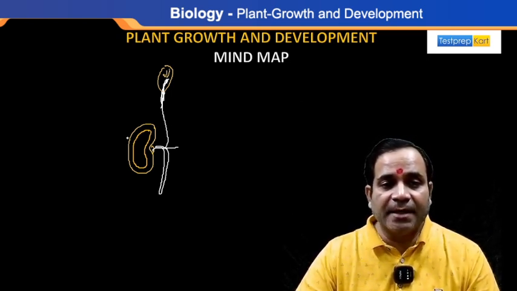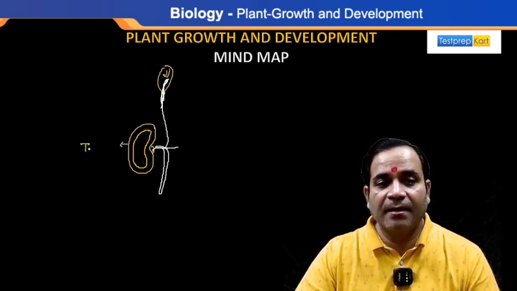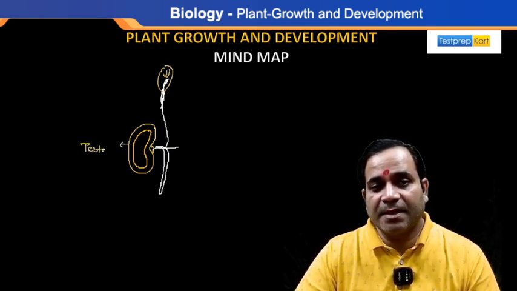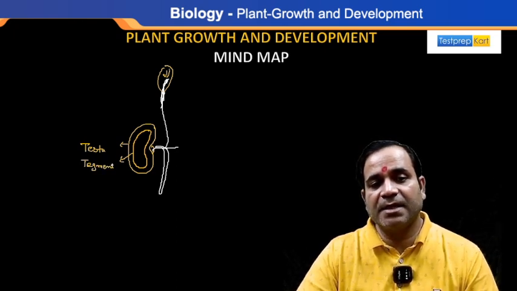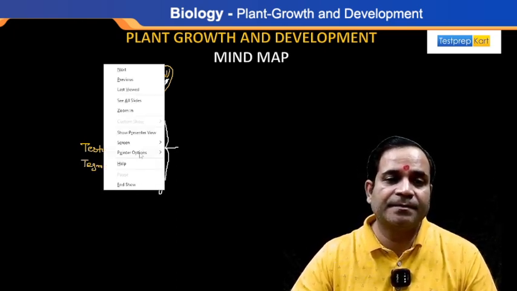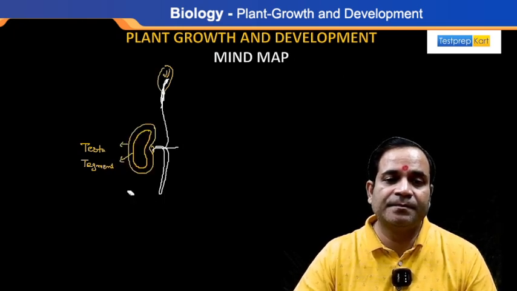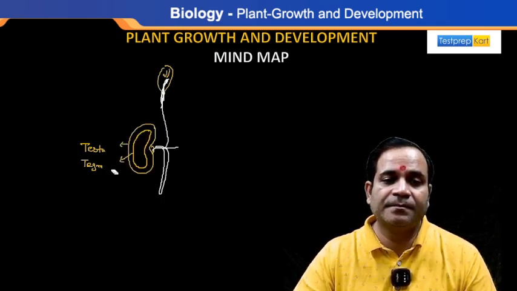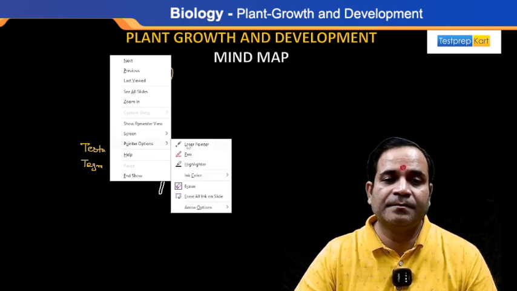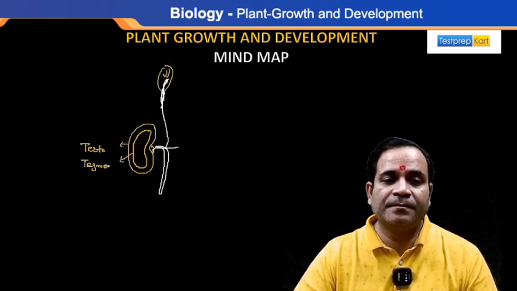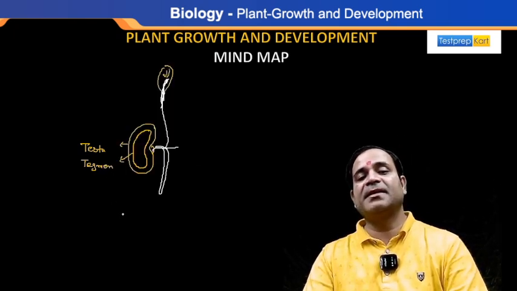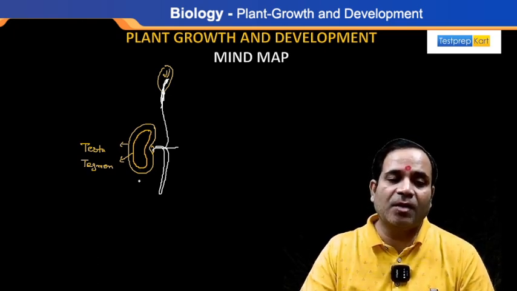Okay, see here, the outer region is called testa. This is called testa. The inner one, this one is called what? Tegmen. This one is what? Tegmen. Outer is what? Testa. Outer is what? Testa. Inner is what? Tegmen, my dear.